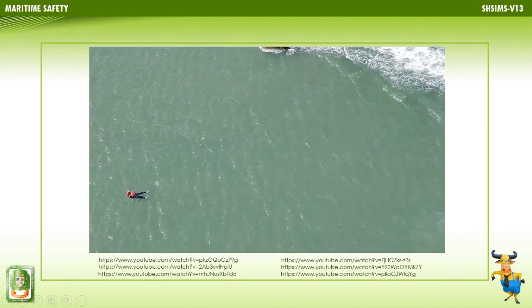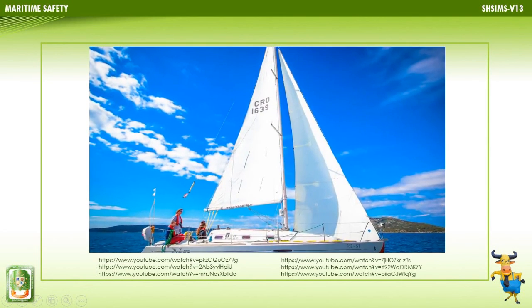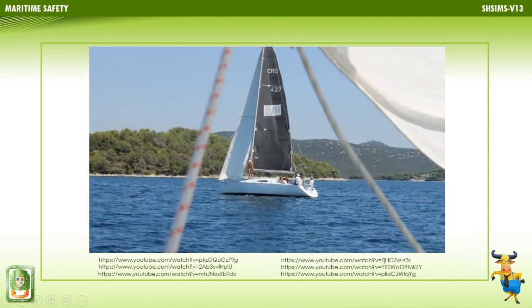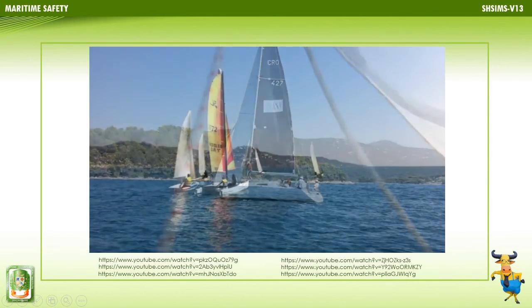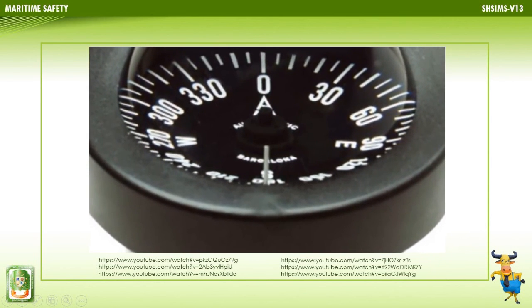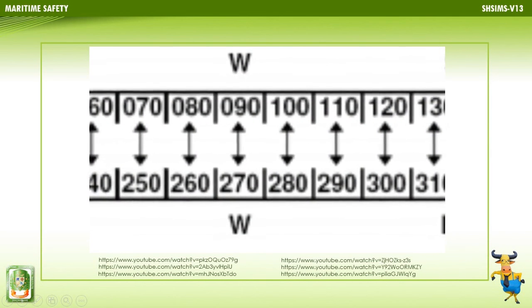For example, course 50 degrees reciprocal is 230 degrees. Course 315 degrees reciprocal is 135 degrees. The design of many marine compasses allows the helmsman to see the course the vessel is on, and the reciprocal at the same time. Another useful aid is a reciprocal table displayed by the helm position.